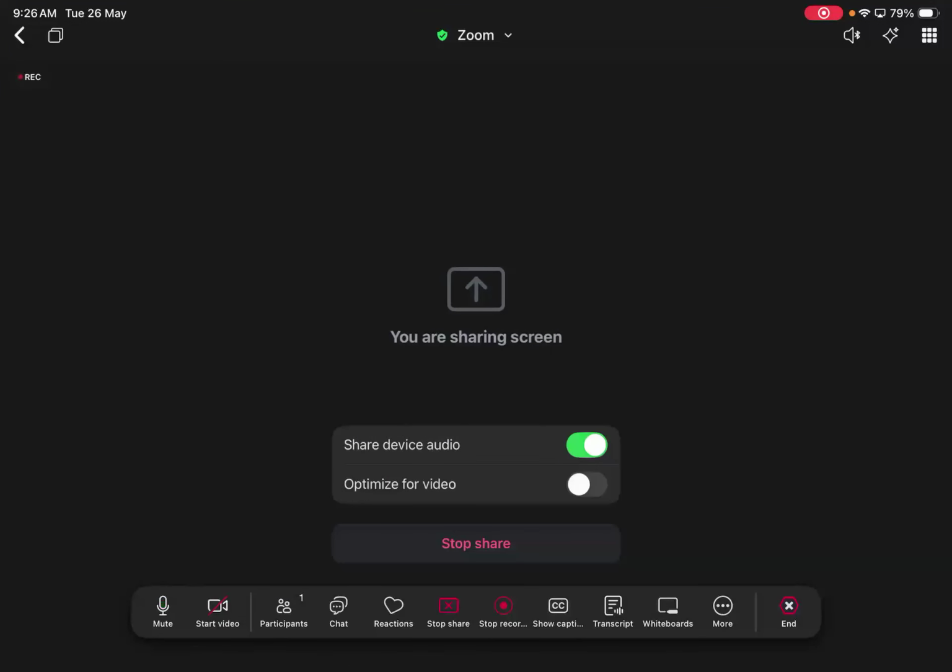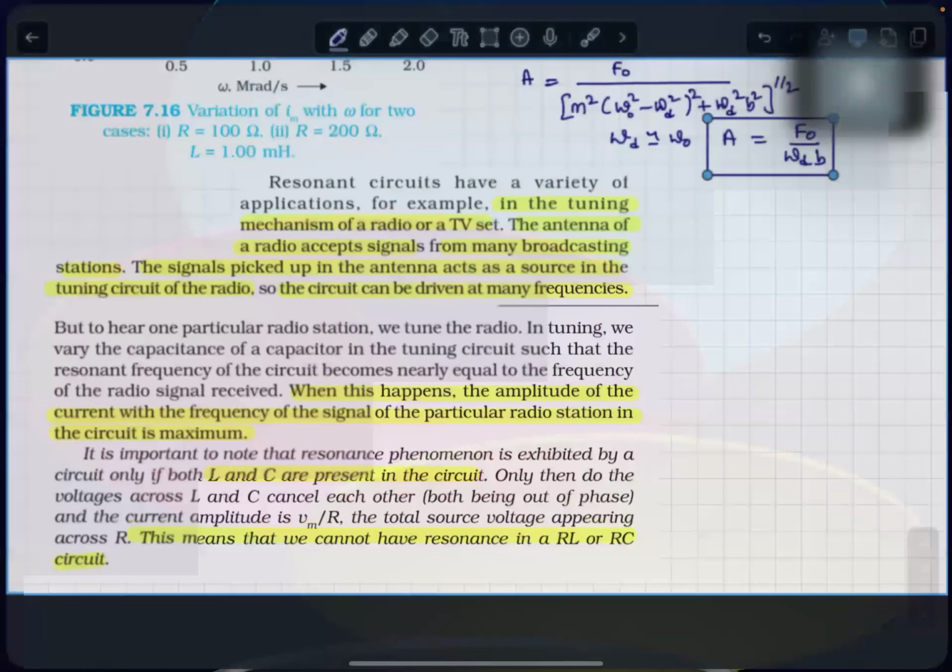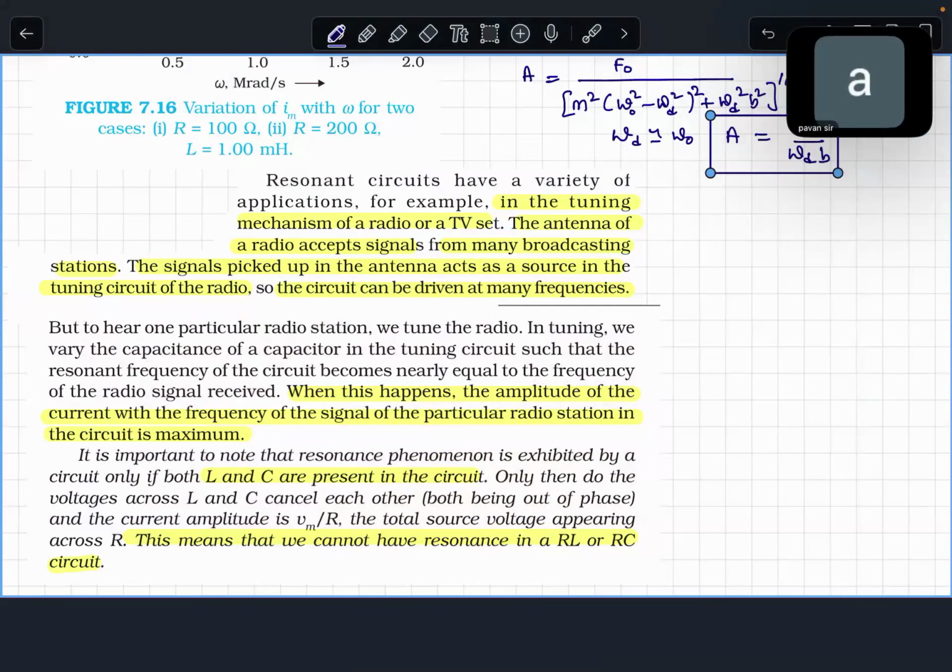So what you need to know from this part is that resonance circuits have a variety of applications. For example, in the tuning mechanism of a radio or a TV set. See, now you are missing these things physically. Earlier, we used to have knobs.